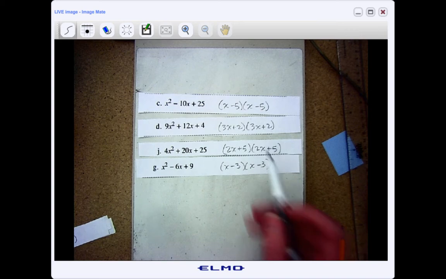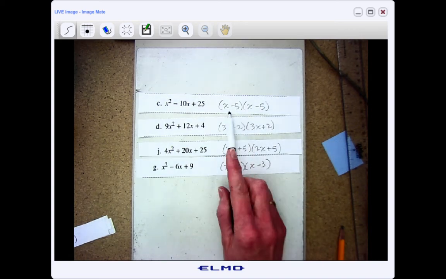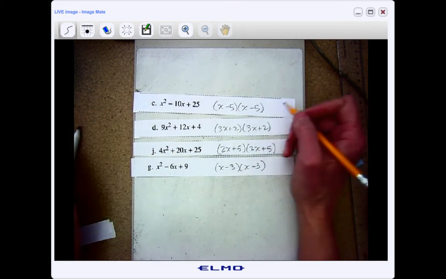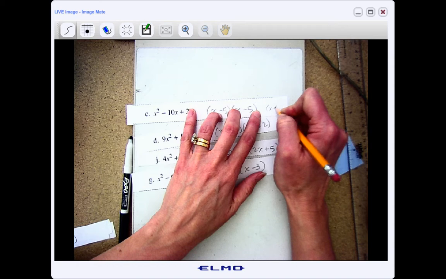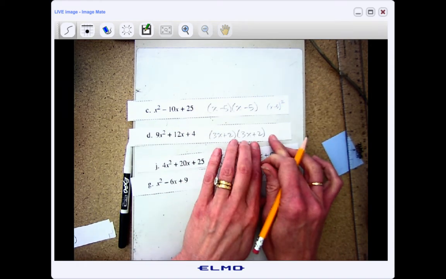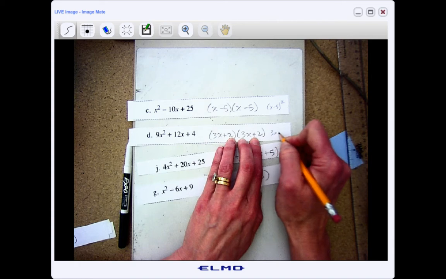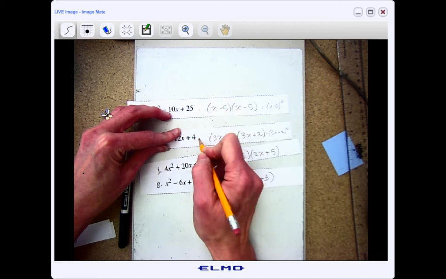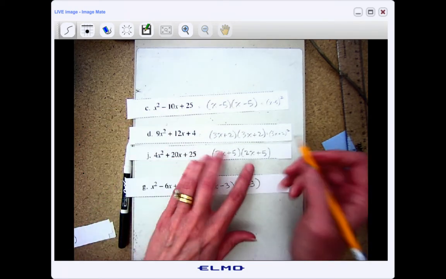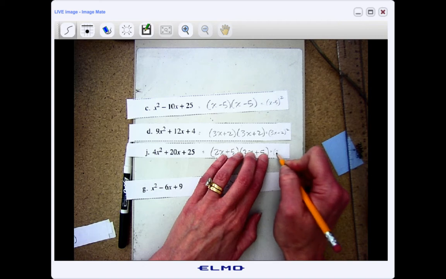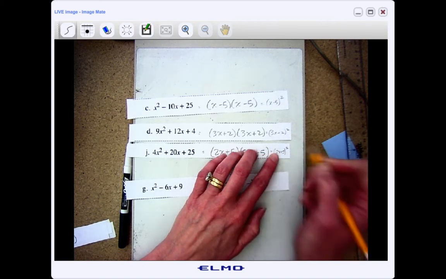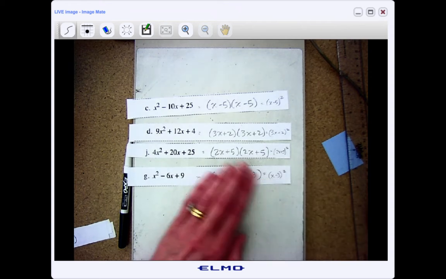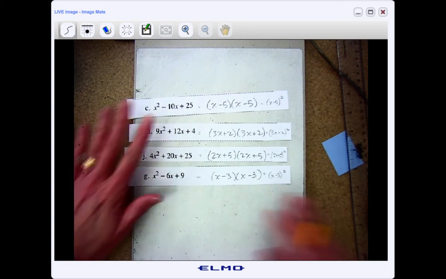What you maybe noticed is that these two factors were actually identical. On all of these, we could have written this as x minus 5 squared. This one we could have written as 3x plus 2 squared. So these would all be equivalent to each other. Same with this one: we could have made this equal 2x plus 5 squared. And this one we could have called x minus 3 squared.